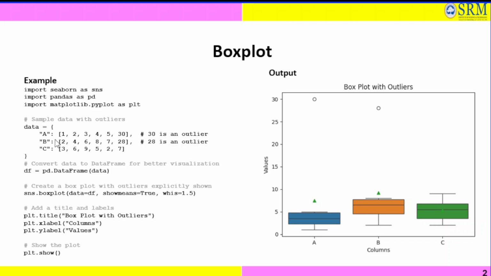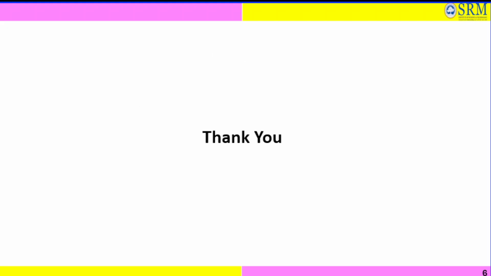So here you could see that all the values are within the range of 1 to 10, and these are deviated, which you are going to call outliers. So that's all about box plots. Finally, box plots are valuable tools for understanding the distribution, central tendency, and potential outliers of numerical data. Thank you.